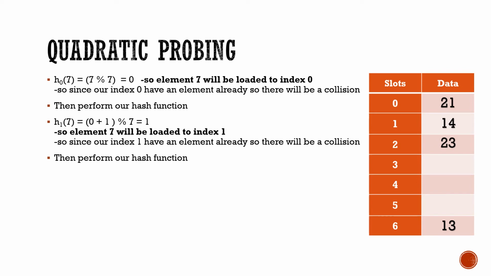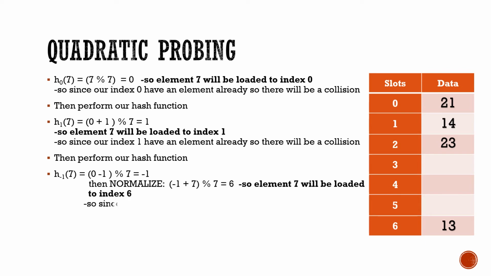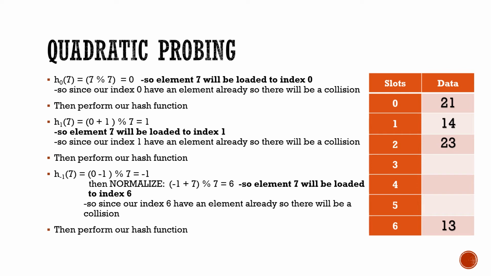Since index 1 has an element already, there will be a collision. Then perform our hash function. h negative 1 of 7 equals 0 minus 1 modulo 7 equals negative 1. Then normalize. Negative 1 plus 7 modulo 7 equals 6. So element 7 will be loaded to index 6. Since index 6 has an element already, there will be a collision. Then perform our hash function. h2 of 7 equals 0 plus 4 modulo 7 equals 4. So element 7 will be loaded to index 4.